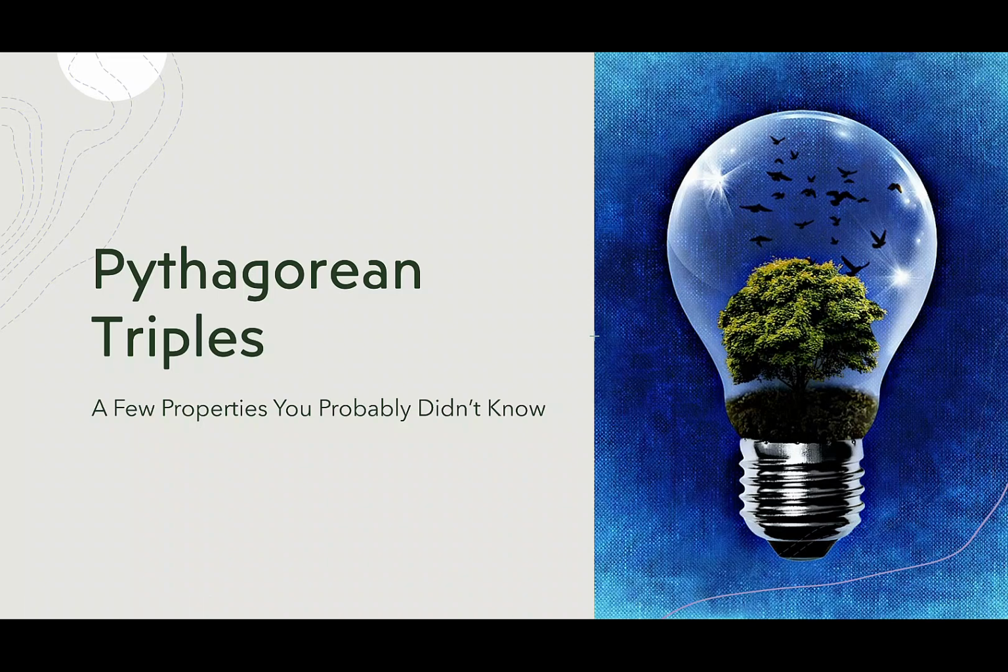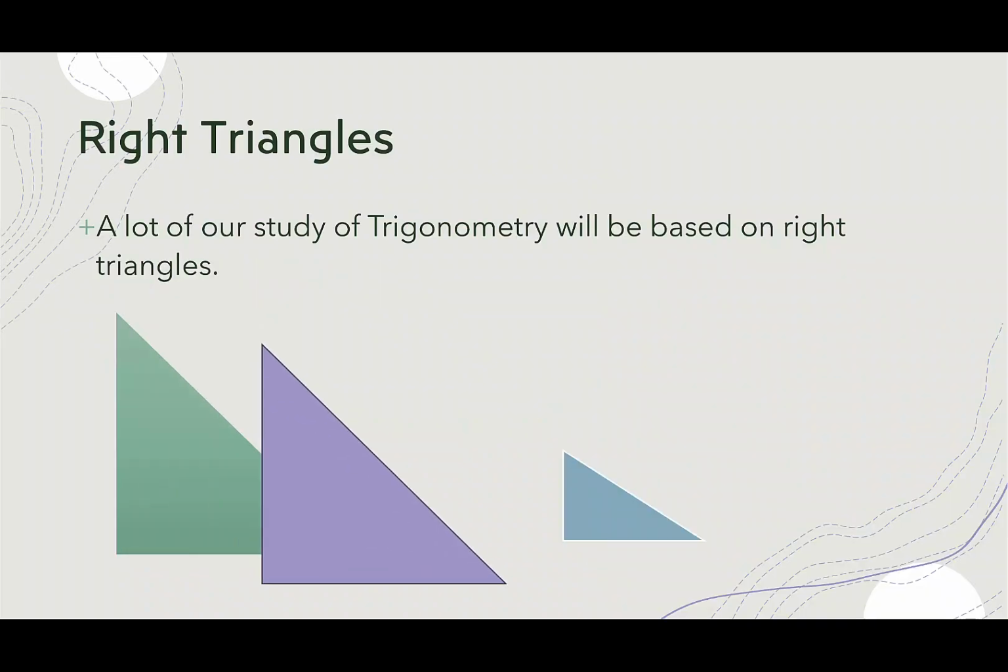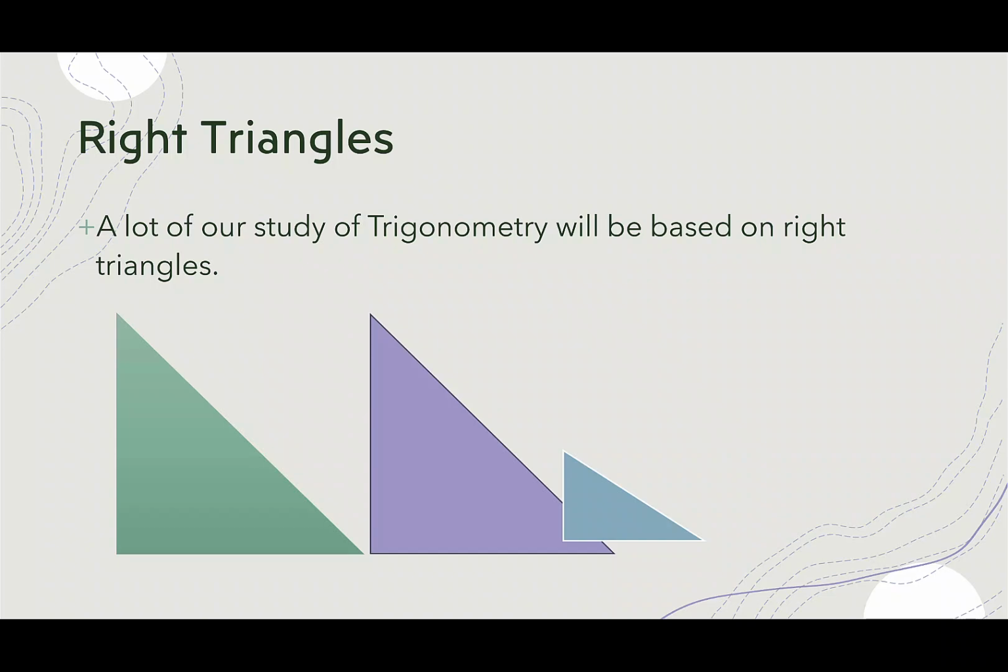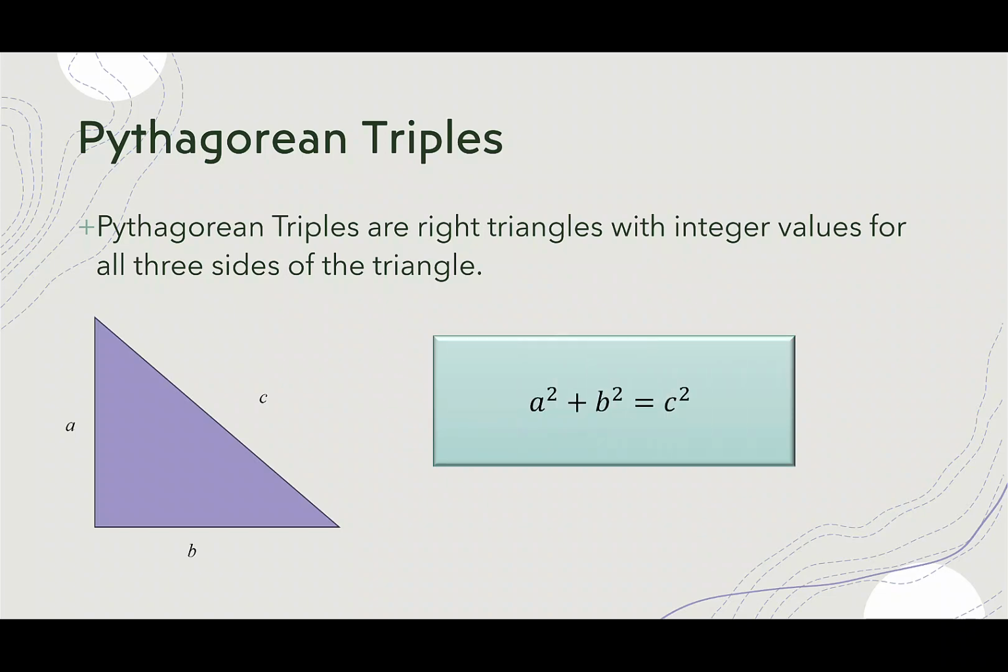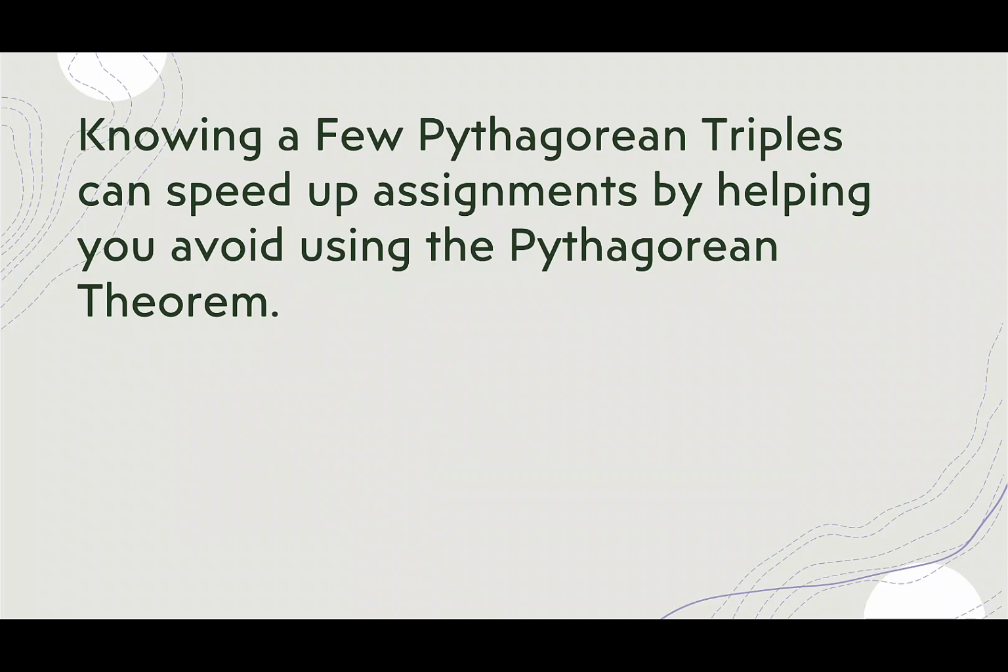Everybody. Today we're going to talk about Pythagorean triples, and I want to tell you a few properties that you probably didn't know about. A lot of our study of trigonometry will be based on right triangles. Pythagorean triples are right triangles with integer values for all three sides of the triangle. That means that a squared plus b squared will be c squared. Knowing a few Pythagorean triples can speed up assignments by helping you avoid using the Pythagorean theorem.